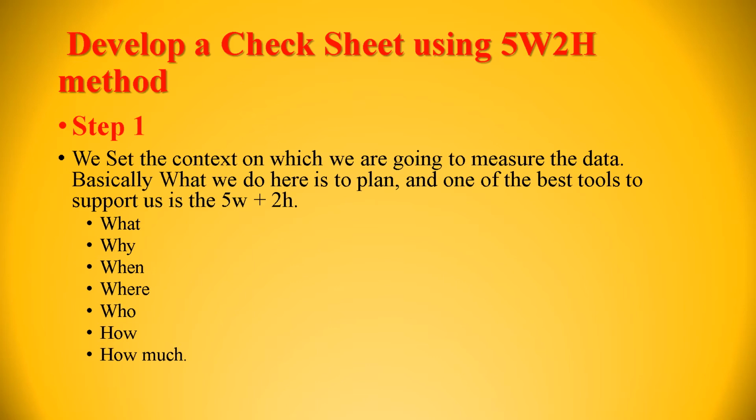Then what is this 5W and 2H? What, why, where, when, who, those are the 5W. The 2H are how and how much. Now I am going to give a brief introduction for those 5W and 2H. The first one is what. The real meaning of what is what will be done, what we are going to do.